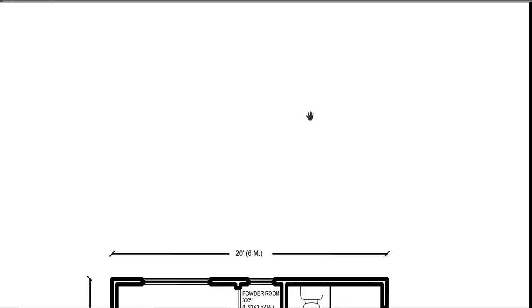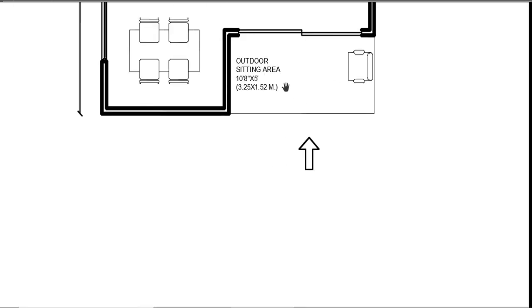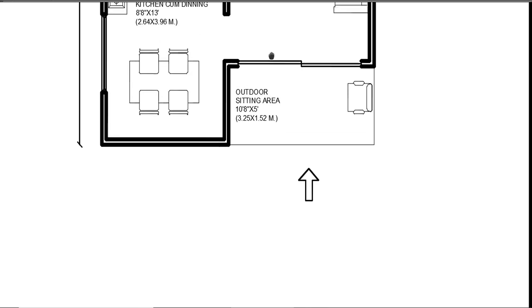The total area I have taken is a width of 20 feet, which is 6 meters, and a length of 24 feet, which is 7.31 meters. So in the front we have an outdoor sitting area. Here you can see the sliding door. After that we will go inside.